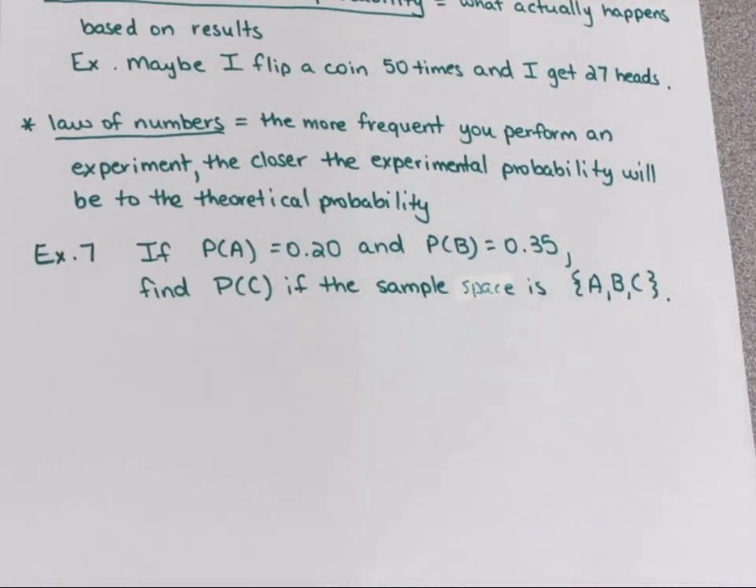Okay. So what does the sample space being A, B, or C mean? There's only 3 options, right? Now, right off the bat, these are not equally likely already, right? We already know that, right? Which one's more likely, A or B? B is more likely, right? Because it's got a higher percentage, okay?